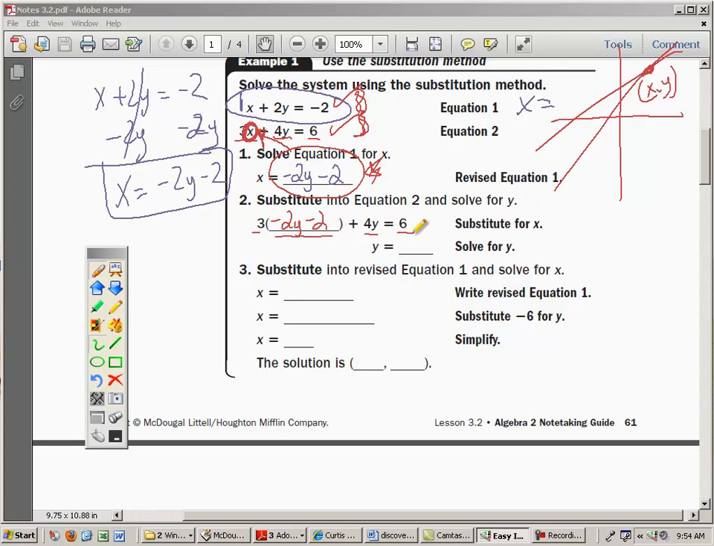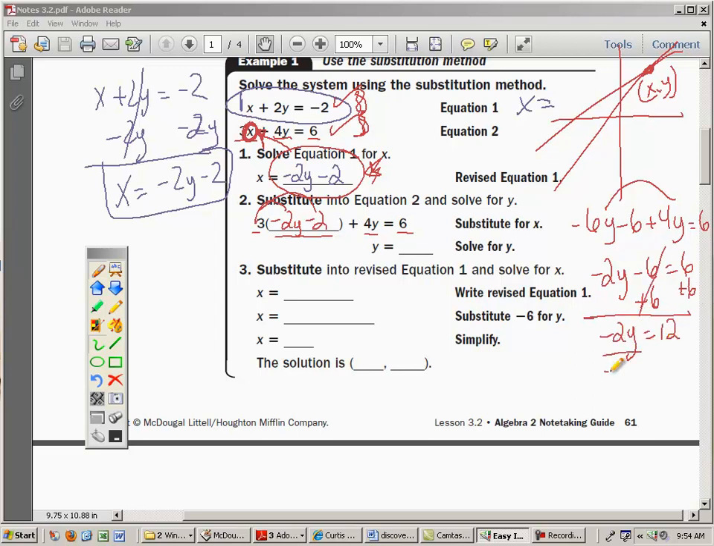Now, some algebra here, we have to distribute. All right, so I'm going to do that over here. We get negative 6y minus 6 plus 4y is equal to 6. All right? And once we get that, we're going to combine like terms. Negative 6y and positive 4y is negative 2y. A lot of 6's in this question. Add 6 to both sides to get rid of the negative 6 on the left. Negative 2y is equal to 12. And divide both sides by negative 2. And I get y is equal to negative 6.